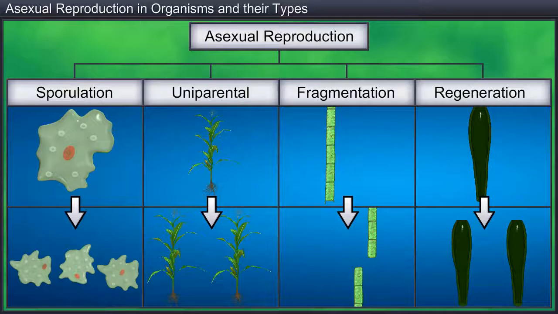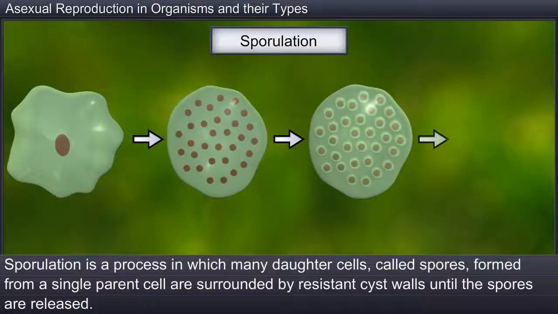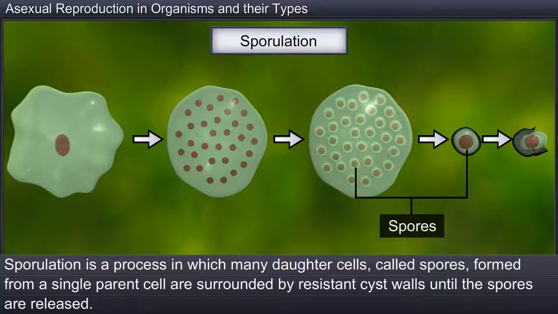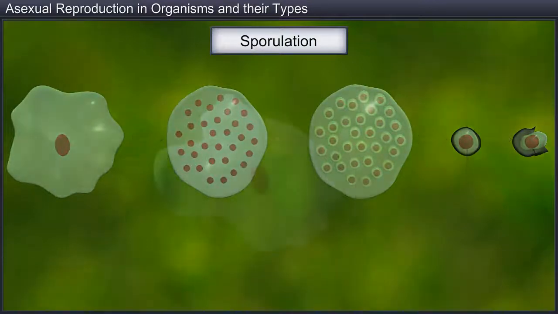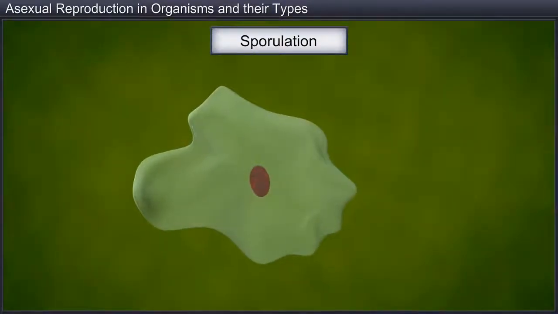There are different ways of asexual reproduction, such as sporulation, uniparental reproduction, fragmentation, and regeneration. Sporulation is a process in which many daughter cells, called spores, formed from a single parent cell, are surrounded by resistant cyst walls until the spores are released. Take the amoeba, for instance.